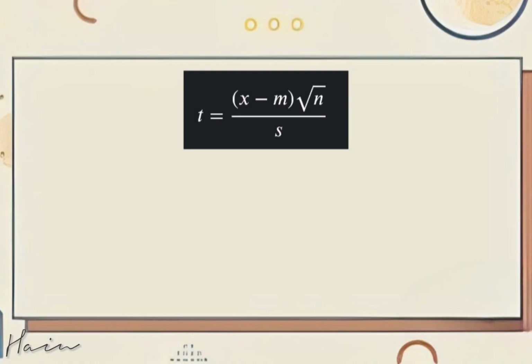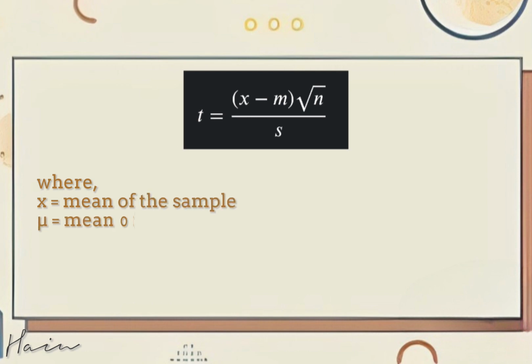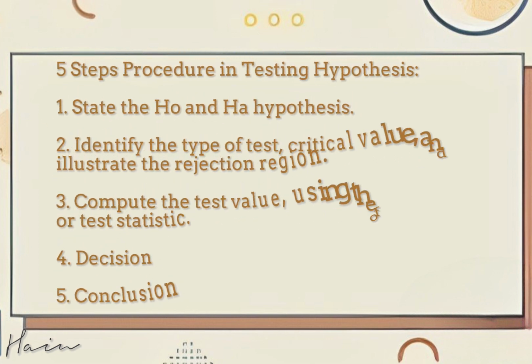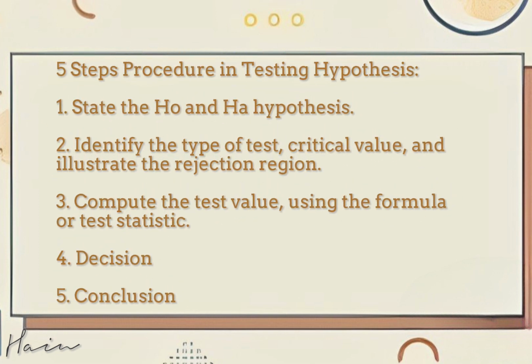This is the t-test formula. t is equal to x bar minus mu multiplied by square root of n divided by s, where x bar is equal to the mean of the sample, mu is equal to the mean of the population, n is equal to the sample size, s is equal to the sample standard deviation, and to get the degree of freedom, n or the sample size minus 1.